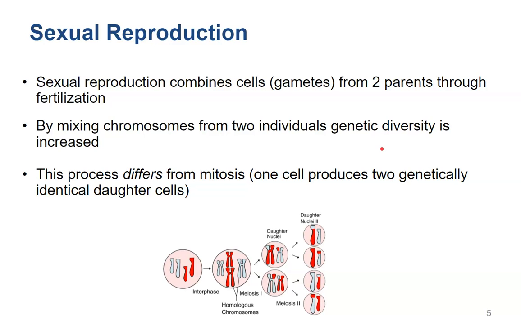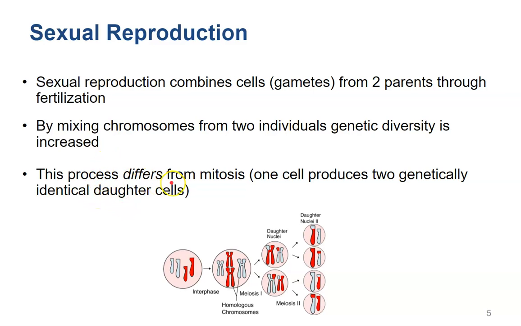Whereas sexual reproduction, we're going to make a unique individual. At least one. So we're mixing chromosomes from 2 individuals that are different from each other in the first place, and then by mixing their chromosomes, we're going to make it an even more different individual at the end.